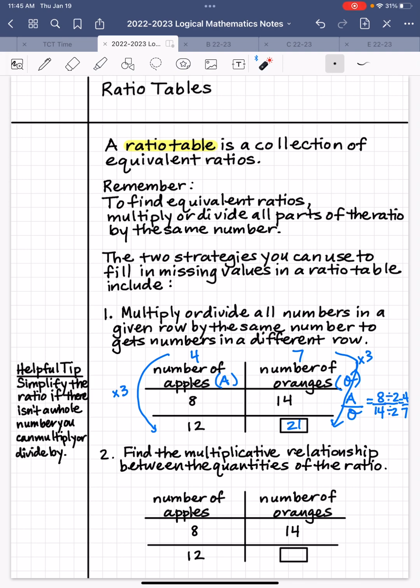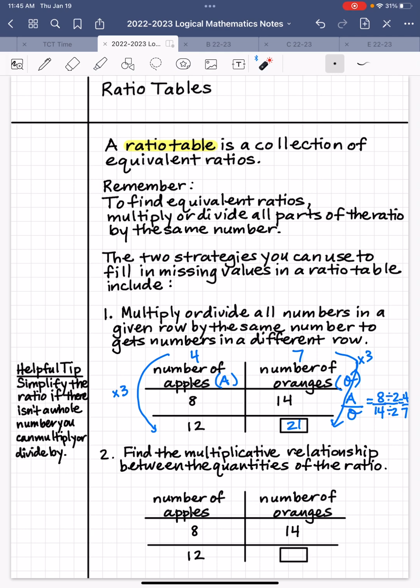And that's how I figure out missing values in a ratio table. I multiply all the given numbers in a given row by the same number to get the missing numbers. And if you can't multiply from row to row, in this case from 8 to 12, you can't go from 8 to 12 by using a whole number. You can simplify that ratio and then put the numbers up top and see if that gives you whole numbers to make your work a little bit simpler, okay?